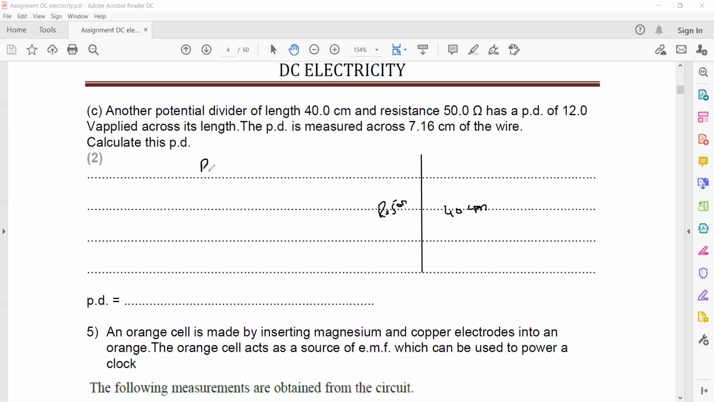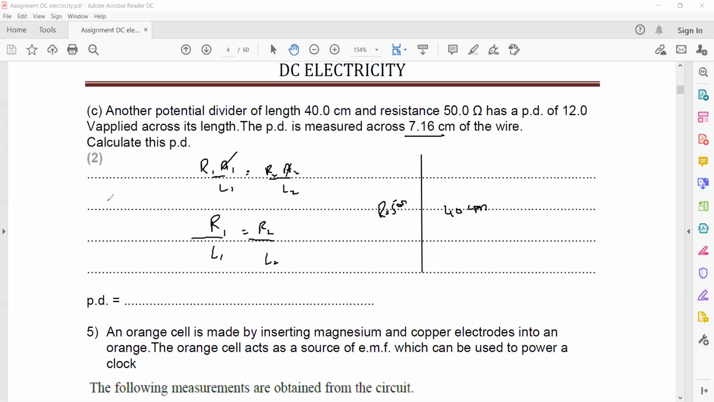So the formula: R1 A1 over L1 is equal to R2 A2 over L2. Because the wire is same, they have the same area. Only we are finding the resistance of a part of a wire which is having a length of 7.16. Here we don't have to convert the units because we are using a ratio. So simply I can say R1 over L1 is equal to R2 over L2.